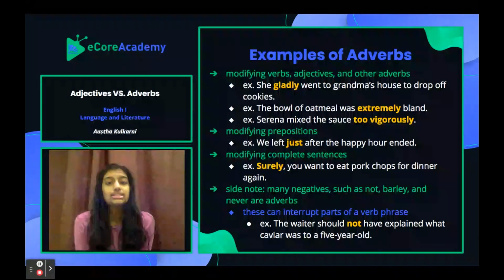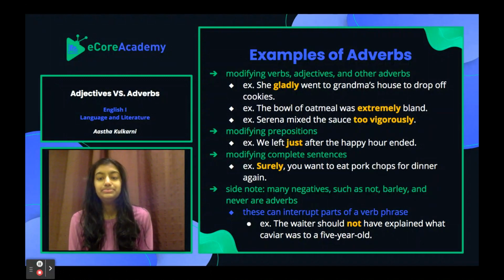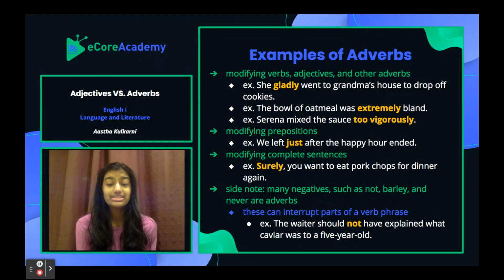And then side note, many negatives such as "not," "barely," and "never" are adverbs. My apologies, "barely" is spelled wrong there. But these are adverbs: "not," "barely," and "never." And these can interrupt parts of a verb phrase. So as we see in the example, "The waiter should not have explained what caviar was to a 5-year-old." "Should have explained" was the verb phrase, and "not" was interrupting it by negating that verb phrase. And "not" is actually an adverb in that situation.